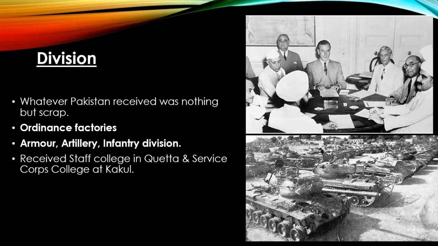There were 16 ordnance factories and all were located in India. Pakistan was given 60 million rupees towards its share in the ordnance factories. Pakistan received 6 armored divisions to India's 14, 8 artillery divisions to India's 40, and 8 divisions of infantry to India's 21. Pakistan received a staff college in Quetta and a service corps college in Kakul.